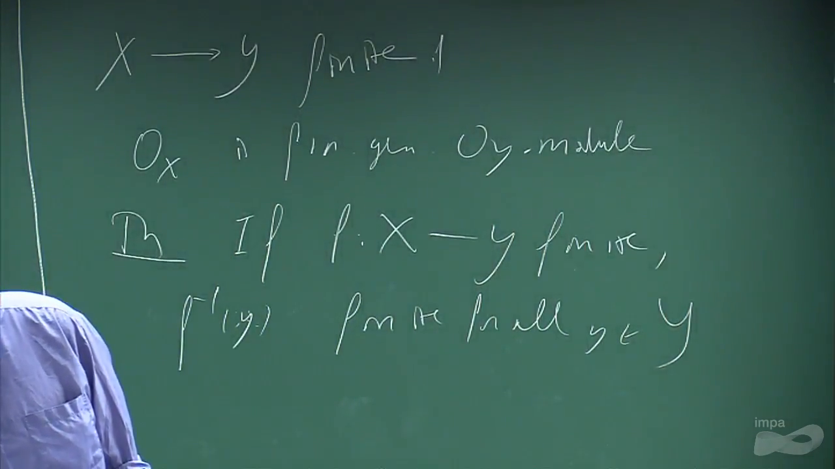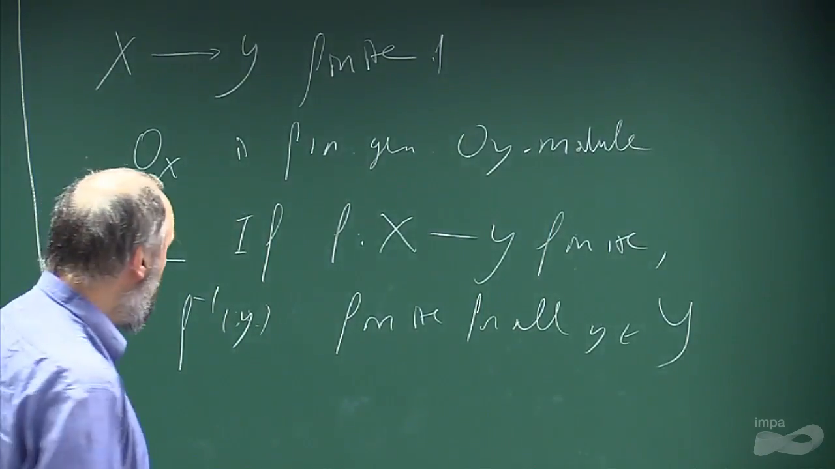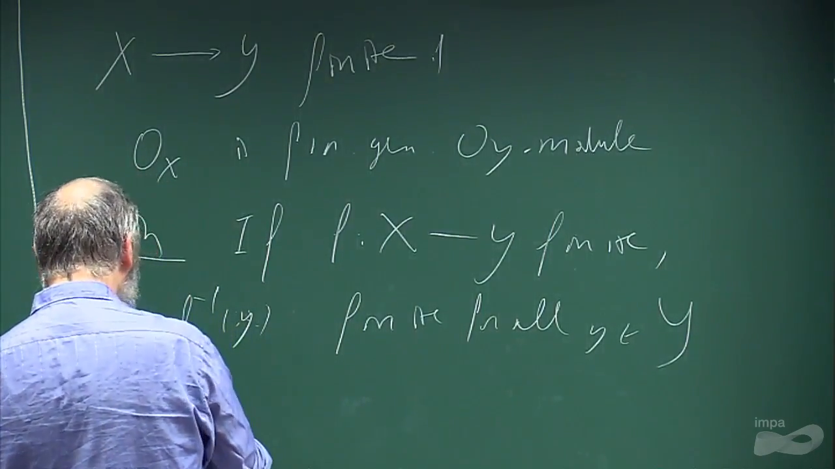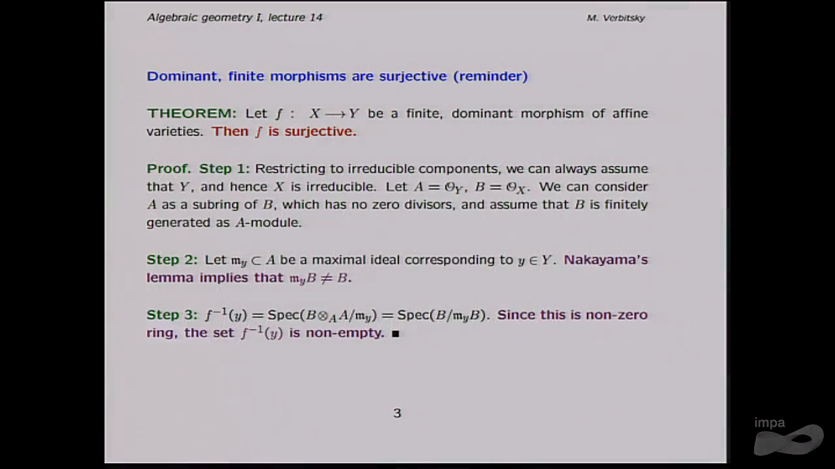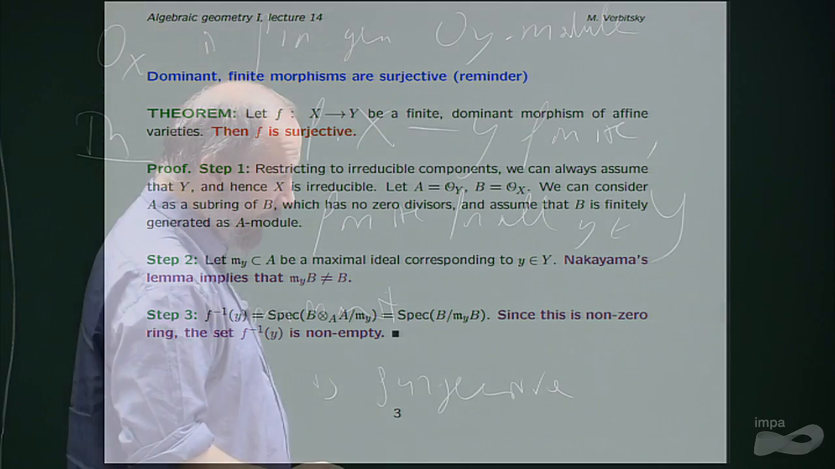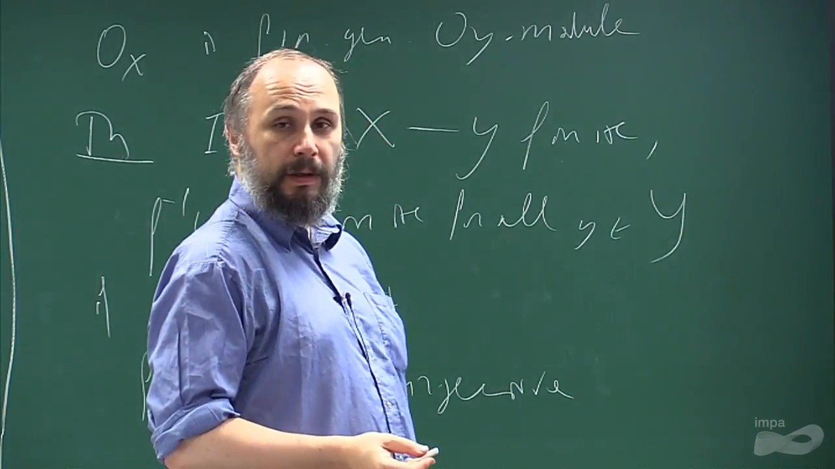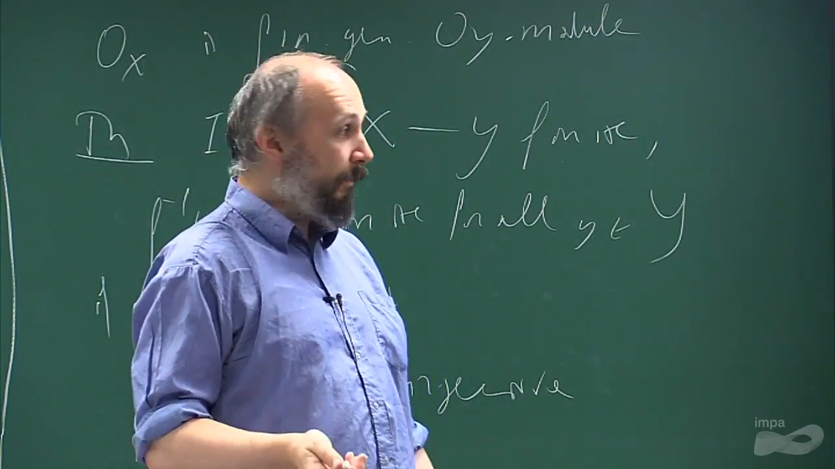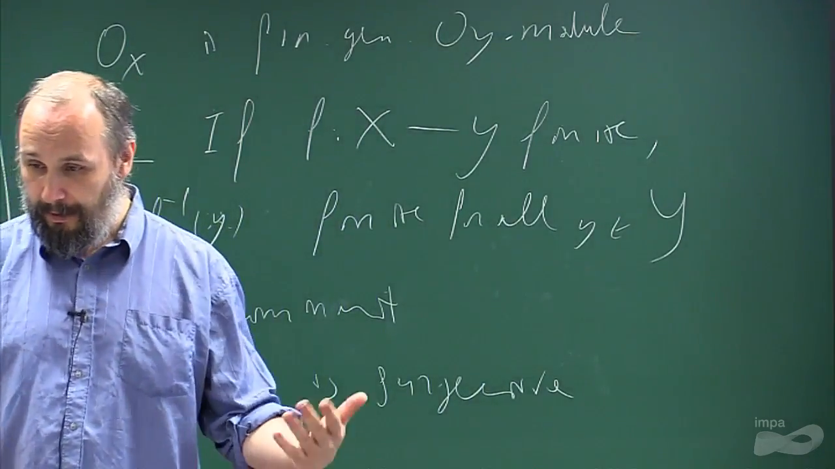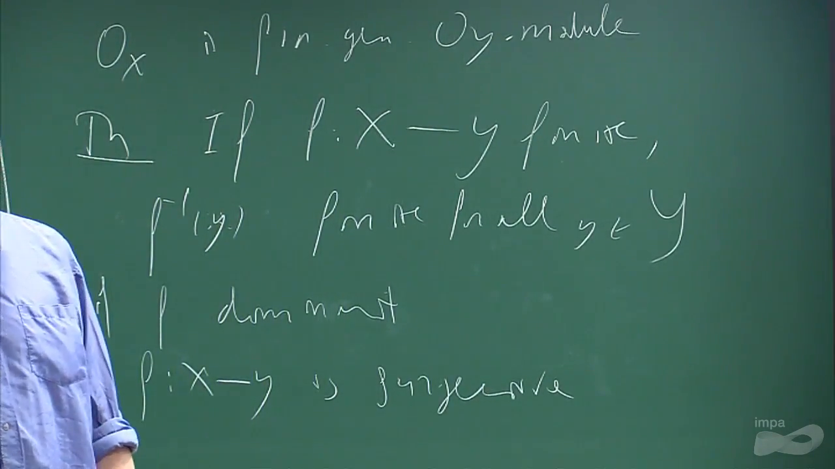And another one: in addition to that, if f is dominant, then this pre-image is not only finite but non-empty. So f from x to y is surjective. If you have any questions about this, please ask. If not, I will go on because we had that like 2 or 3 times already.